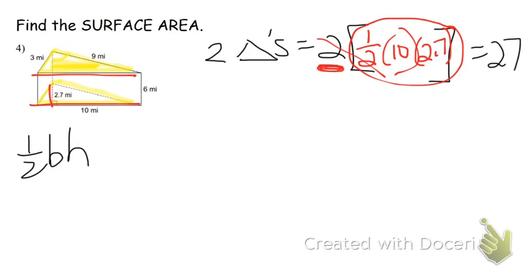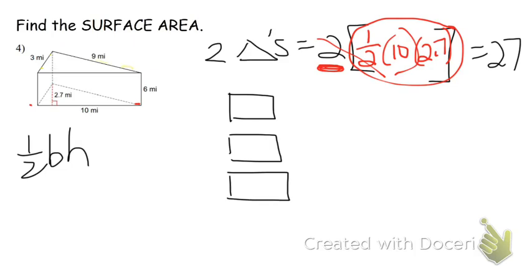Okay, now we're going to find the area of all the rectangles. Remember, there's 1 rectangle for each side of the triangle. So I have 3 rectangles, and they're all different since all the sides of the triangles are different. Okay? So first figure out what is the height attaching the 2 triangles. What is the height of that prism? And that's 6. So every rectangle is going to have a dimension of 6.